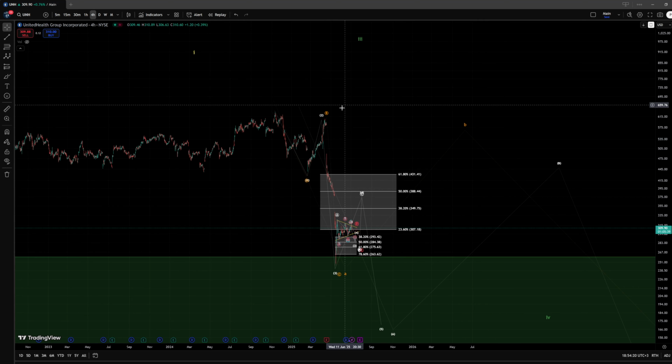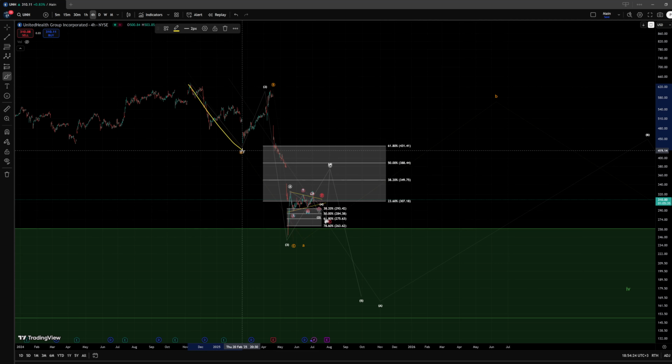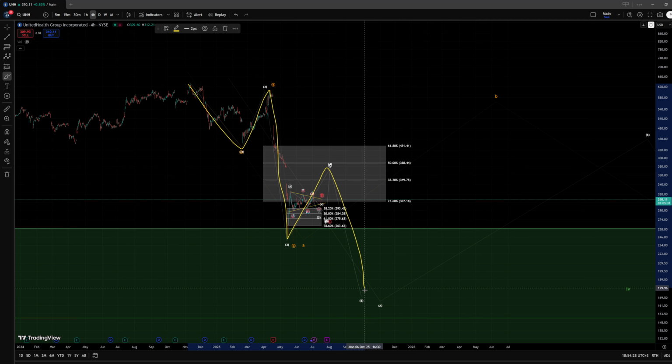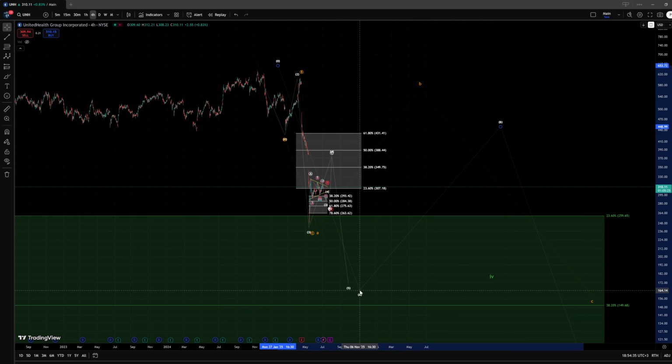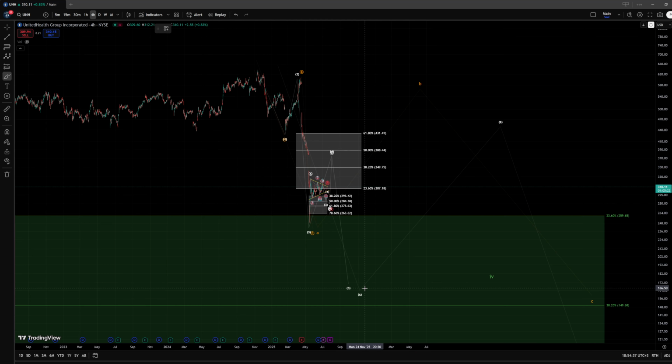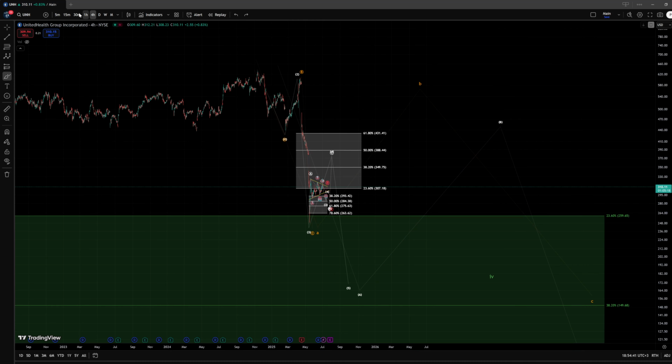And then we have the white scenario, in which we had a wave 1 down, a wave 2 up, a wave 3 down, a wave 4 up, and then we would start the fifth wave to the downside, and this would complete the A wave in a larger A, B, C zigzag correction.